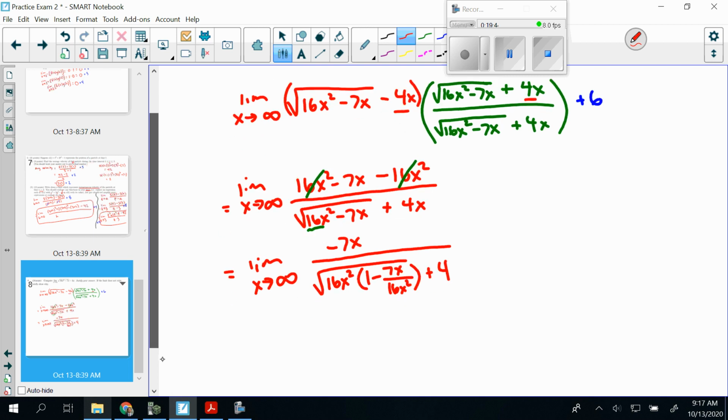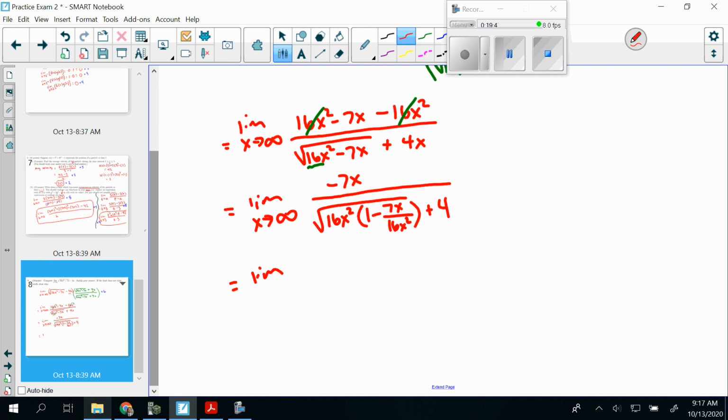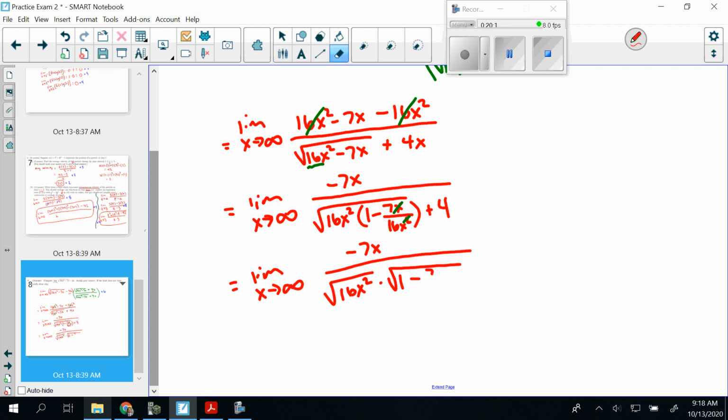Okay, let's keep going here. So now we could separate these two into 2 square roots, multiplied to each other, so it'd be square root of 16x squared times square root of this remaining stuff. And I'm going to cancel one of those x's here since we got x on top and 2 on bottom. So it'd just be 7 over 16x plus, I forgot the x there, plus 4x. And then square root of 16x squared, that would just be 4x here.